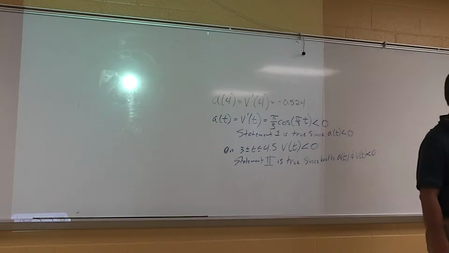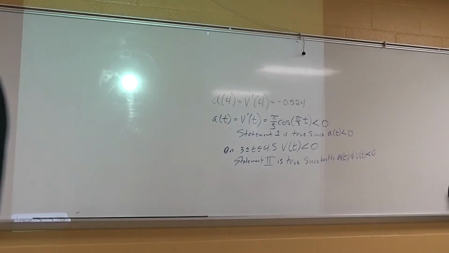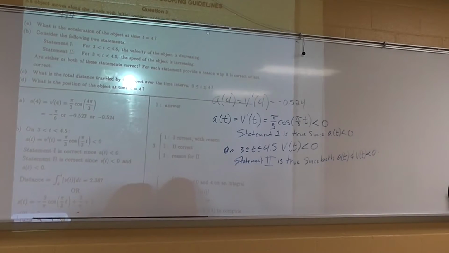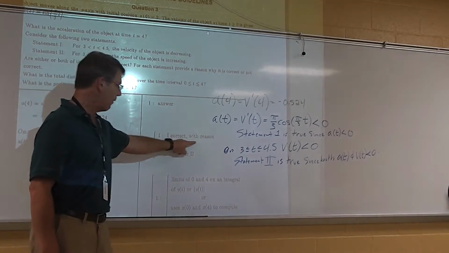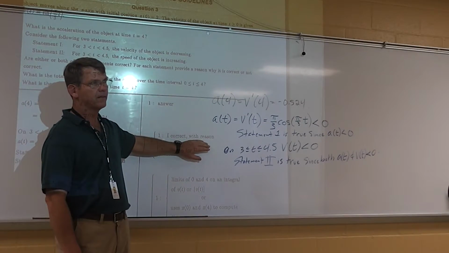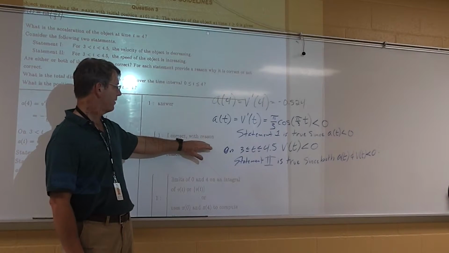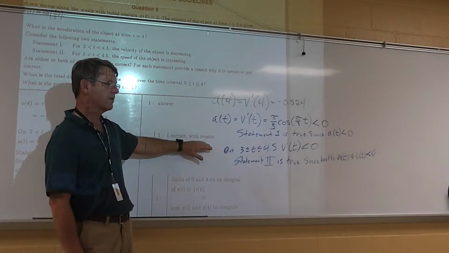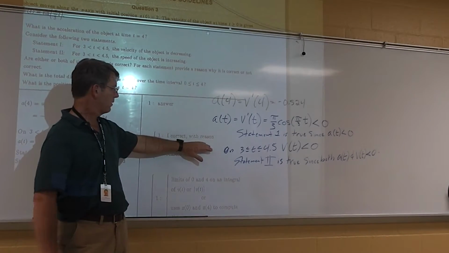Okay, so what's the 3rd point? You got the 1st point for number 1 being correct with a reason. If you just say it's true, you don't get anything. If you say it's true and you give a valid reason, you're gonna get that point. If I said because the slope of the velocity on this interval is negative, therefore decreasing, did I get that? Okay.